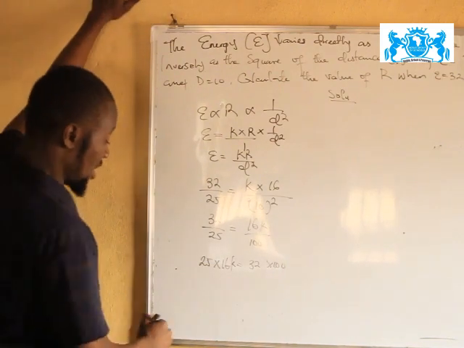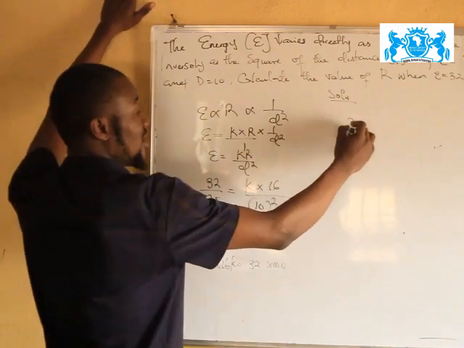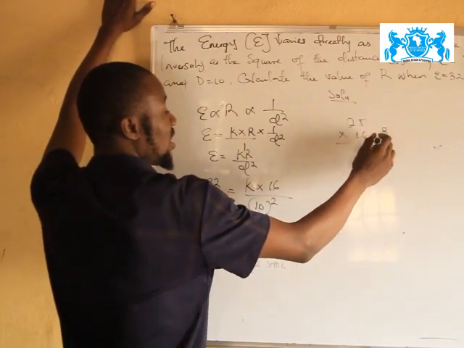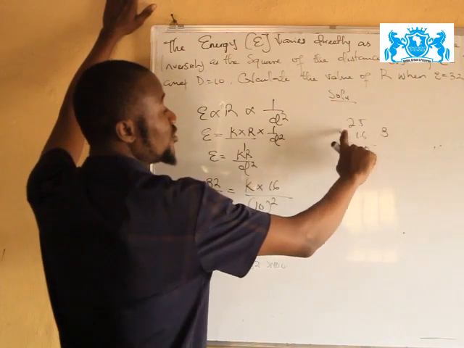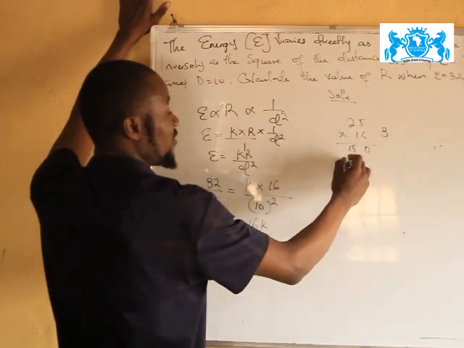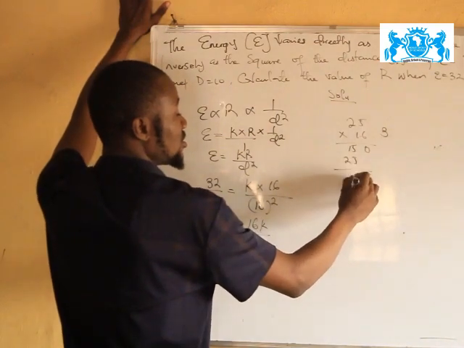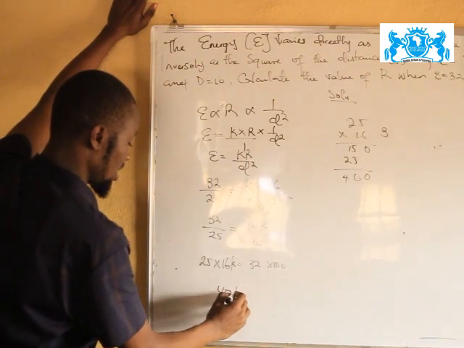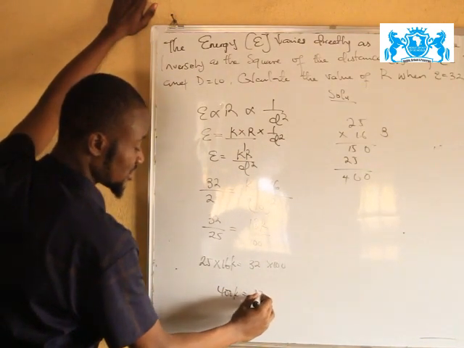So we have 25 times 16. We have 30, write 0, carry 3. We have 12 plus 3 is 15. So you have 5, 2, 0, 0, 4. So you have 400K is equal to 3,200.